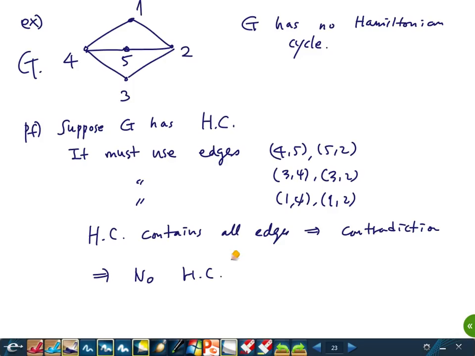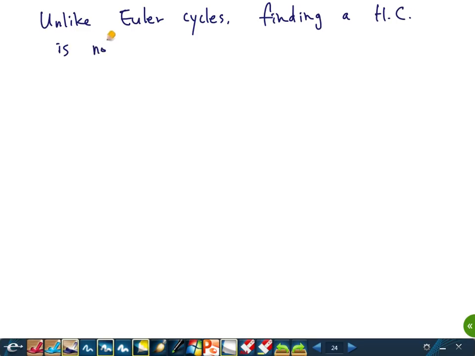Any question? So if the given graph is complicated, then finding a Hamiltonian cycle can be a challenging problem. So unlike Euler cycles, finding a Hamiltonian cycle is not an easy problem.